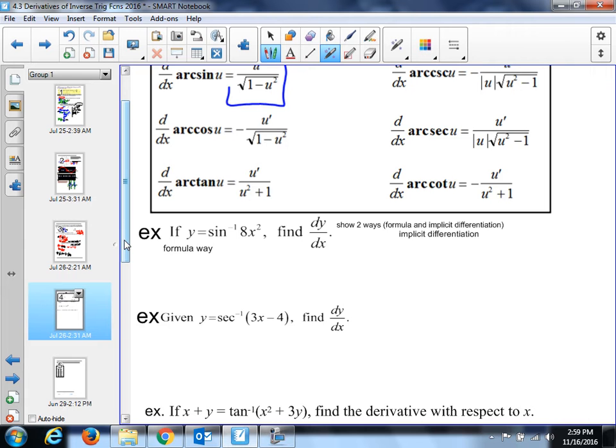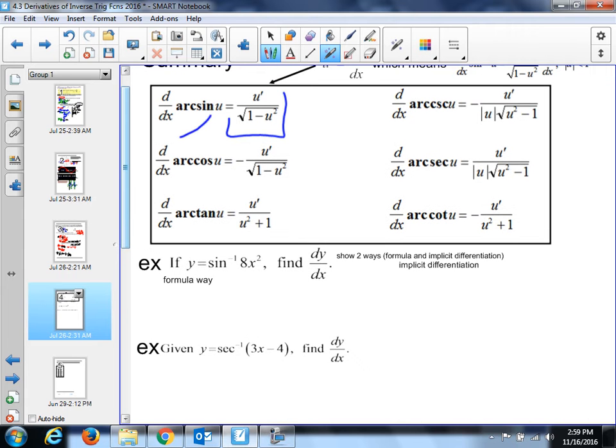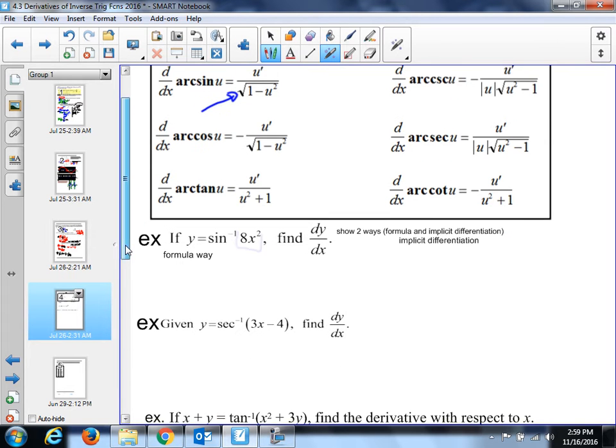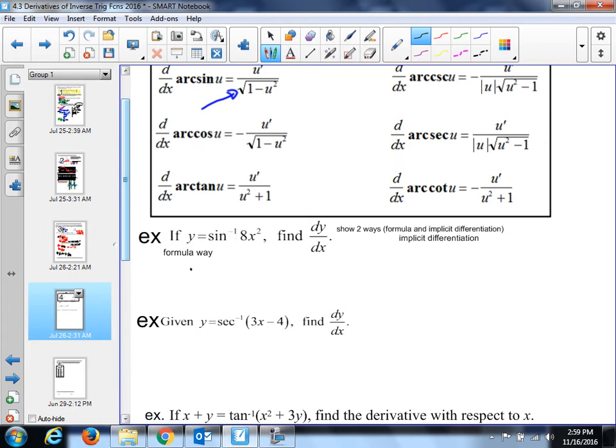Now, this formula here, this is where you have the arcsine of u. And u is anything other than x, right? Like in this case, 8x squared. That's your u. Remember how we said with the chain rule, we could say du by dx? It's the thing inside, okay? So the formula way, with the chain rule basically applied to it, that's what this is. So according to this, the derivative dy by dx, let's apply this formula.